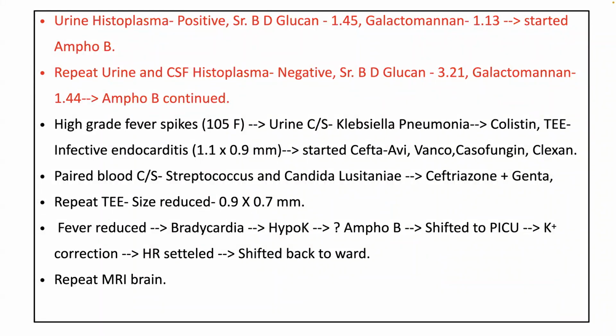So a transesophageal echo was done, which showed a 1.1 by 0.9 millimeter vegetation, suggesting infective endocarditis, and she was treated for infective endocarditis as per the infectious disease specialist. Her paired blood culture grew Streptococcus and Candida lusitaniae, and according to the sensitivity, antibiotics were changed. Repeat transesophageal echo showed reduced size from 1.1 by 0.9 to 0.9 by 0.7 millimeter. So we repeated her MRI here.